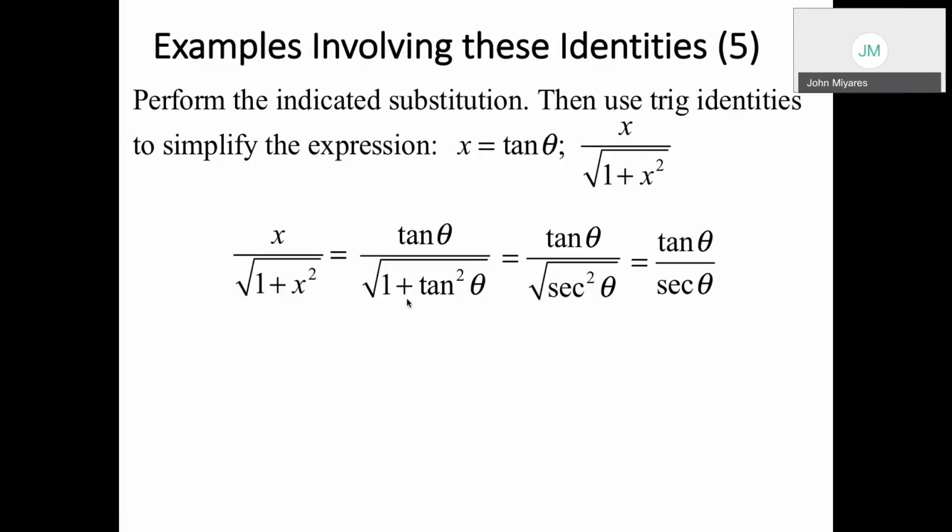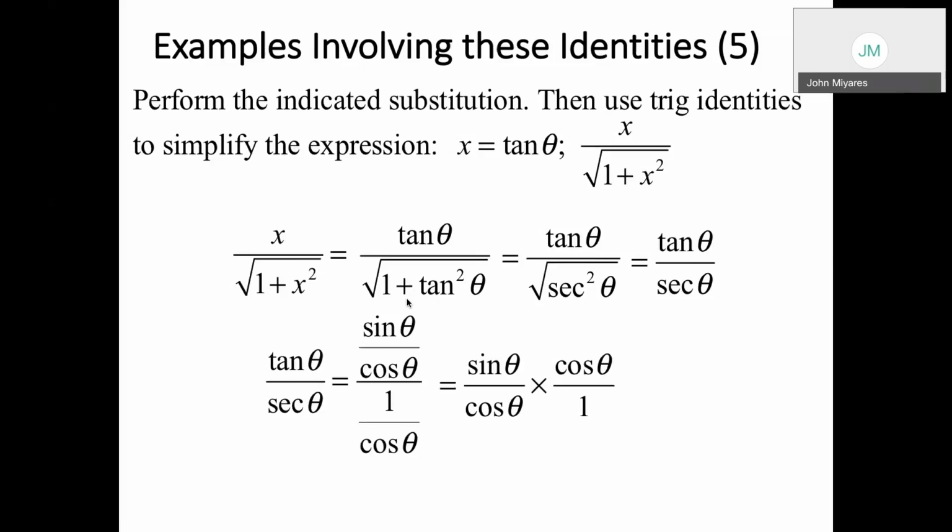Now the question becomes, could we simplify this any further? If I break down each of those terms using the reciprocal identities, I can turn the tangent into sine over cosine and the secant into 1 over cosine. Dividing two fractions means I want to multiply by the reciprocal of the one on the bottom. We're going to flip and multiply, and then we're going to reduce this expression by canceling out the cosines, which will leave you with a final answer of just sine of theta.